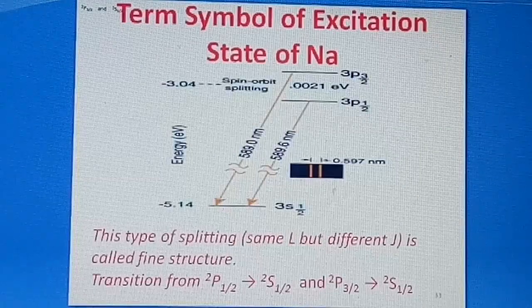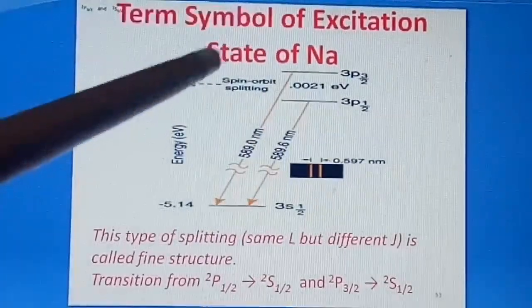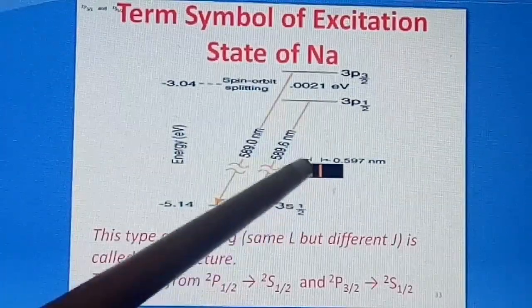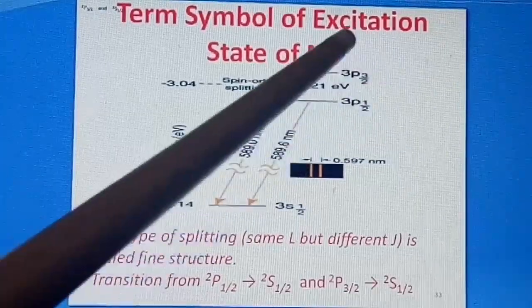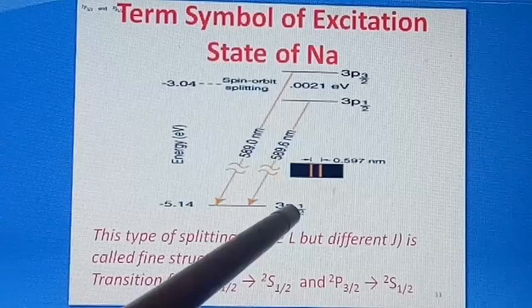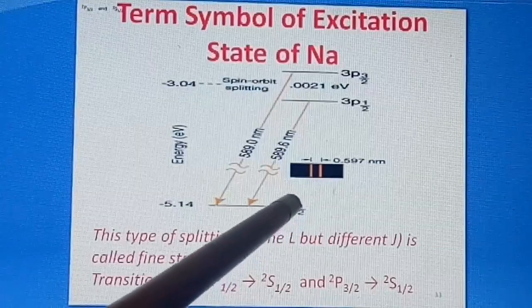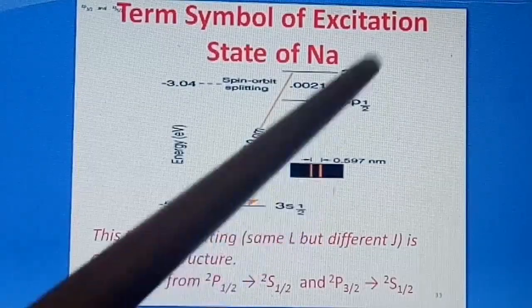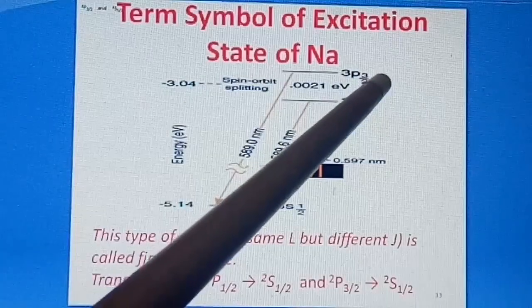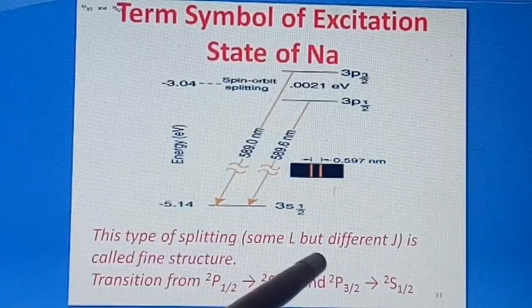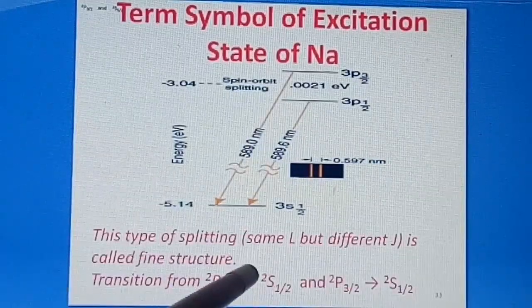This is the diagram for excited state of sodium. So this is the 3s1 electron configuration, and this is the 3p states when the electron is excited into the p orbitals. Here 3 is not the spin multiplicity, but the energy level. The J number is half here, half here, and 3 by 2 here. So this type of splitting, same L but different J, is called the fine structure.